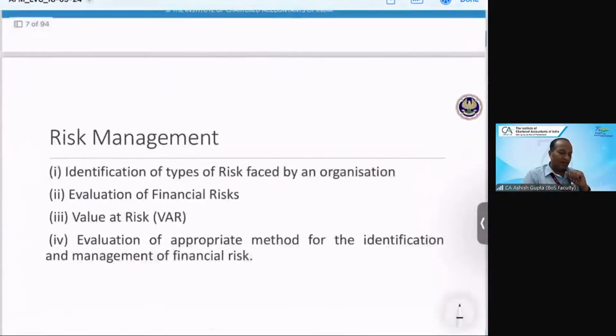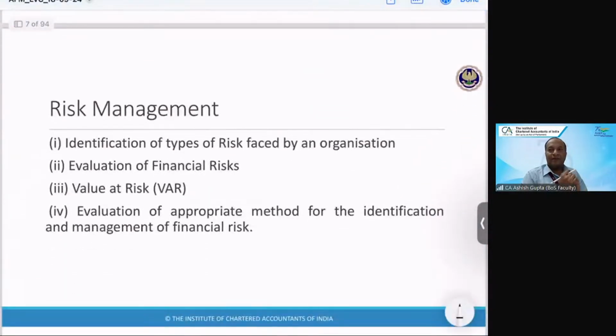Okay, student. Now next we come to risk management. Risk management is basically a broad topic. Of course, its area is not limited to a very small portion; overall, risk management is a kind of management of the risk of the overall business unit. However, here in this paper, AFM, our concentration shall be mainly on financial risk.